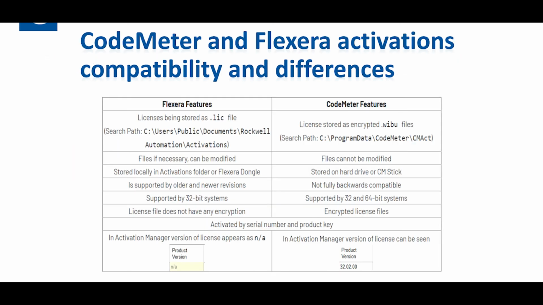So this just shows a little difference with the CodeMeter features over the Flexera. You'll see that the license is actually encrypted and stored in a different file than the Flexera license. The Flexera, you could always modify. You cannot modify the CodeMeter. And the CodeMeter is supported by 64-bit systems. Also, when you activate, a Flexera license will not give you a version number, but the CodeMeter will actually show you what version you're activated at.